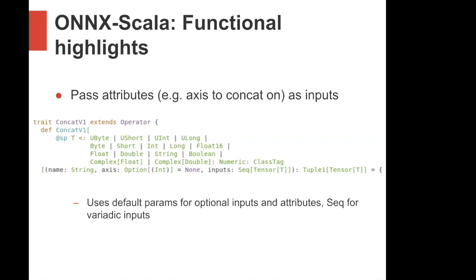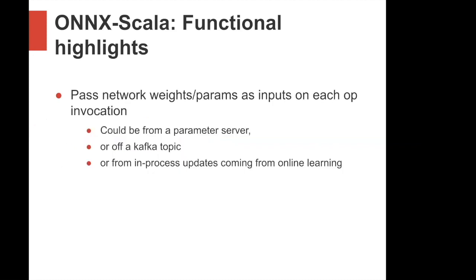And then another thing that's kind of important here is, like I said, that we don't have internal parameters that could potentially be stateful and change in the case of training. Instead, we pass everything in. We pass attributes in as inputs. We use default params where those are defaults. We pass in network weights params as inputs on each op invocation. So we could use this to continually update parameters in the network from training that's happening somewhere else.